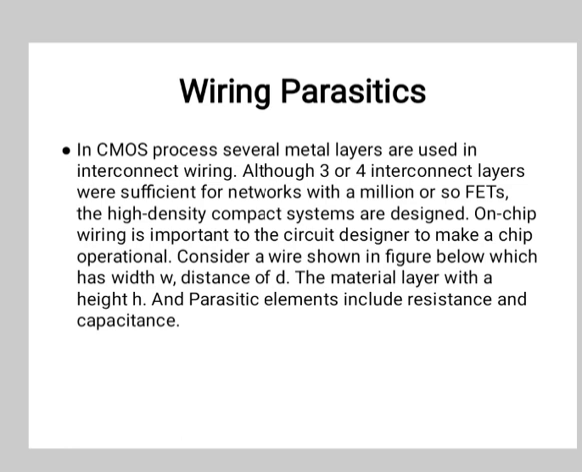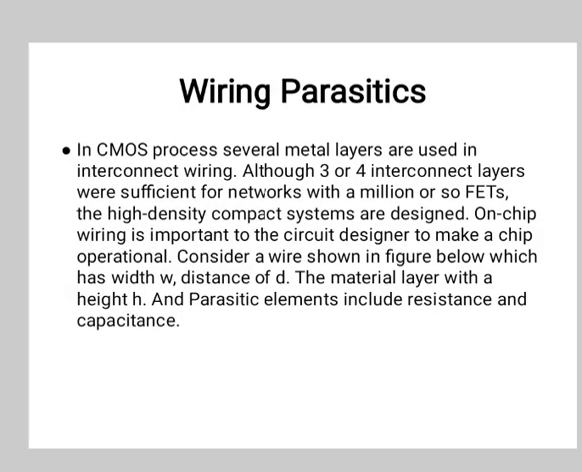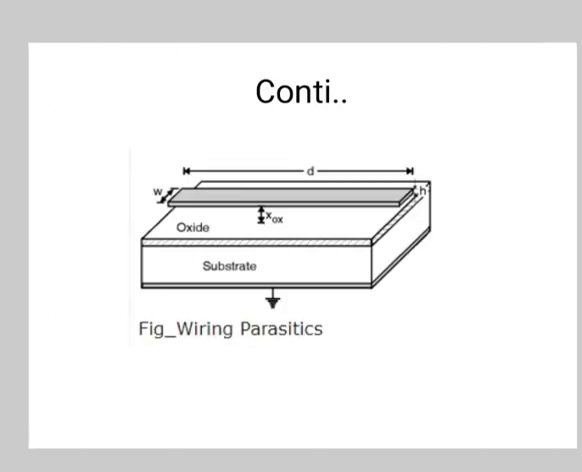In the CMOS process, several metal layers are used in interconnect wiring. Although 3 or 4 interconnect layers were sufficient for networks with a million or so FETs, high density systems are now designed. On-chip wiring is important for the circuit designer to make a chip operational. Consider a wire with a width W and distance D. The material layer has a height H, and the parasitic elements include resistance and capacitance.